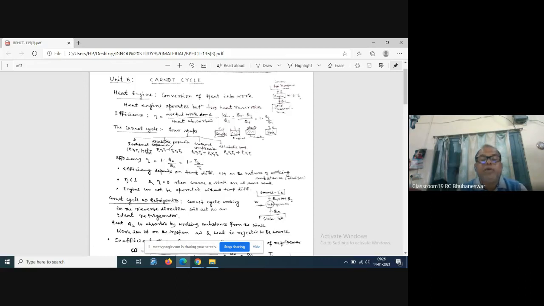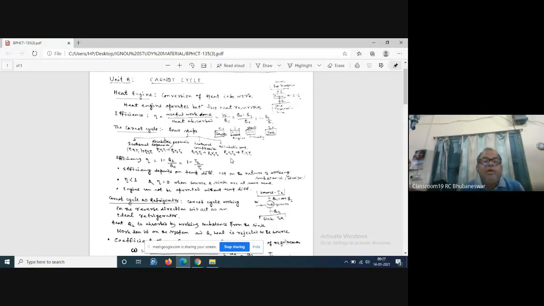In the isothermal expansion, what is the expression of work done? In adiabatic expansion, what is the work done? In isothermal compression, what is the work done? And in adiabatic compression, what is the work done? We know the expression of the work done in isothermal expansion or compression. In isothermal expansion the work done is positive, and in adiabatic expansion work done is positive, and in these two compression cases work done is negative. So we can calculate the total work done in the 4 processes.